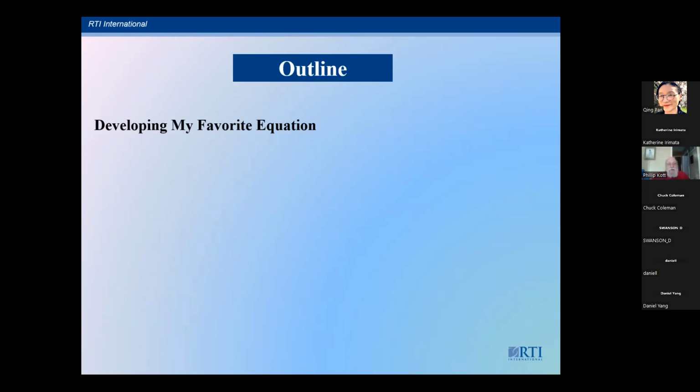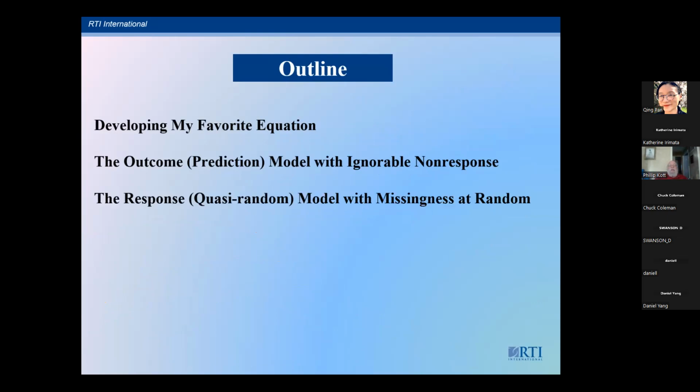Okay, first I'll talk about developing what I call my favorite equation. Then I'll talk about the outcome or prediction model under ignorable non-response. Then the response or quasi model with missingness at random. And then I'll switch that to the response model with missingness not at random. The movement from one to the other is so quick, if you blink, you might miss it. In fact, when I explained it to a couple of people, sometimes they said, so what's the difference? Hopefully in my presentation, you'll see the difference.